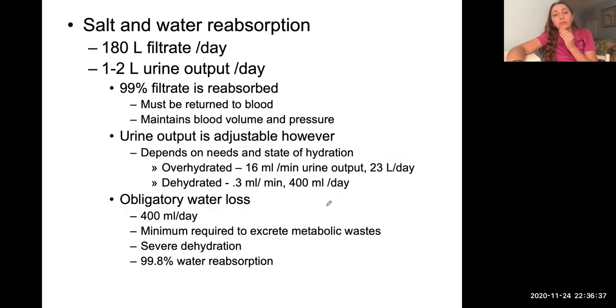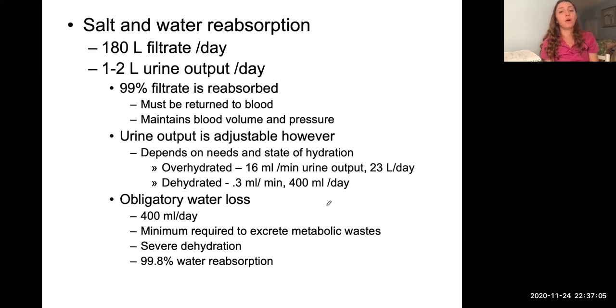Salt and water reabsorption: you have about 180 liters of filtrate per day and 1 to 2 liters of urine output per day. 99% of filtrate is reabsorbed, and the rest is excreted. When you're overhydrated, you can excrete up to 23 liters a day. And if you're really dehydrated, your bare minimum is about 400 milliliters a day.